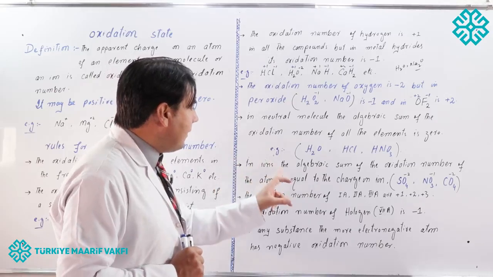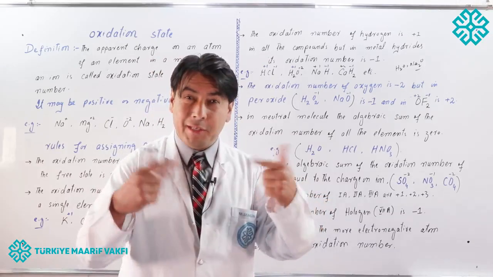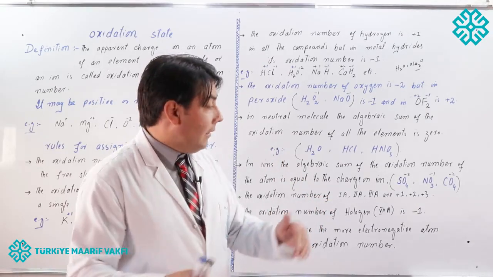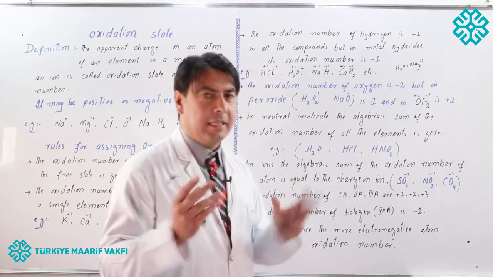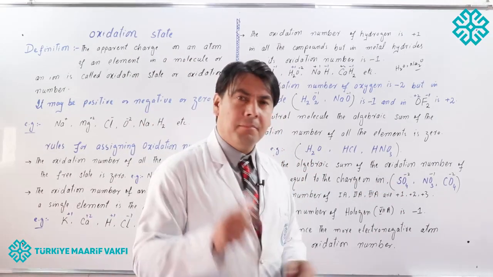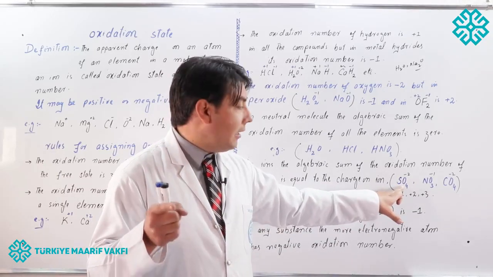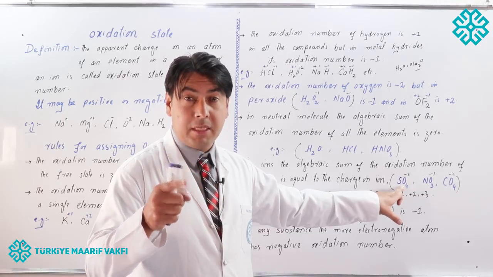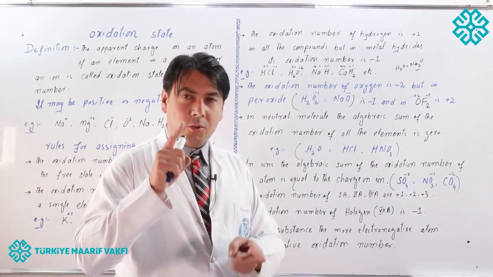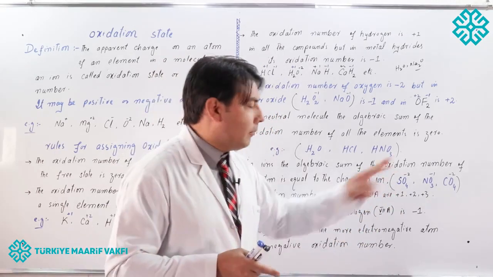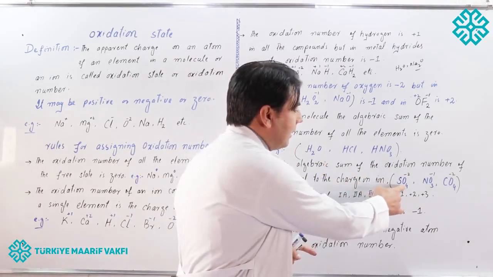Another rule. In an ion, the algebraic sum of the oxidation numbers of the atoms is equal to the charge on it. In an ion, the apparent charge is the algebraic sum of the oxidation numbers of the atoms. For example, the oxidation number of 1 oxygen is -2. How many oxygens are there in sulfate? There are 4 oxygens. So the oxidation number of 4 oxygens will be -8. And the oxidation number of sulfur is +6. So +6 -8 is equal to -2. So the apparent charge is the algebraic sum of the oxidation numbers of sulfur and oxygen.